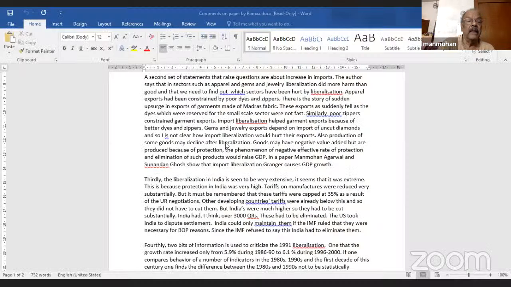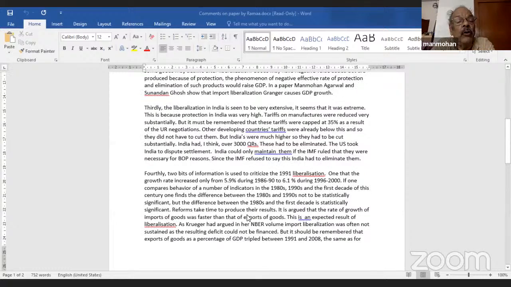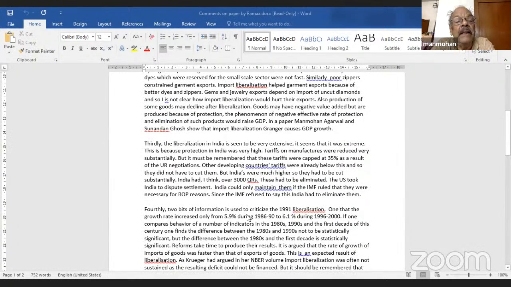Then the author talks of the fact that a number of sectors and products, their production declined after liberalization. And the author believes that this was bad from the viewpoint of the sectors. Now we know that just because you can produce something doesn't mean that you have to produce it. We all know about the phenomenon of negative effective rates of protection, where the value added in the sector is negative actually. So GDP growth is actually benefited if you eliminate the production of those goods. So, just because imports go up and domestic production goes down doesn't necessarily mean that it is bad.